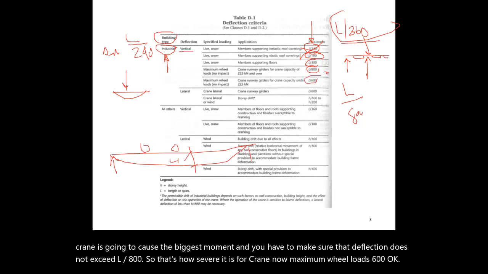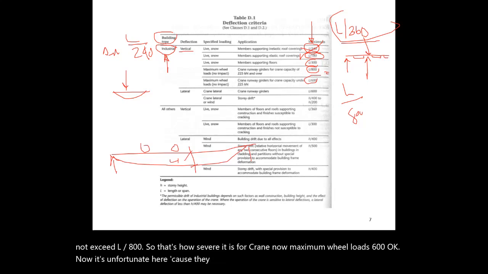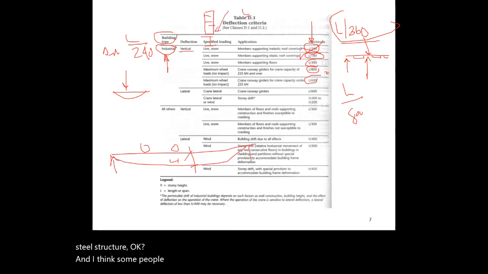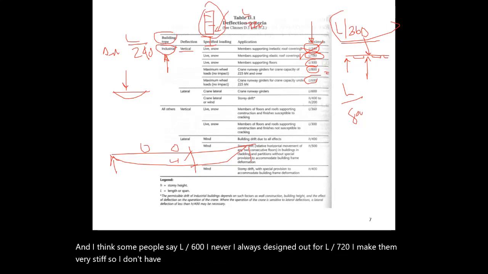Now, it's unfortunate here because they don't say this, but I'm telling you, if ever you have a steel structure, for example, sometimes you might have a masonry partition sitting on it, okay? And I think some people say L over 600. I always design that for L over 720. I make them very stiff, so I don't have any cracks in my masonry. They don't even talk about it here, which is somewhat misleading, okay?